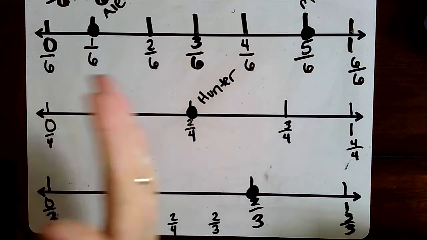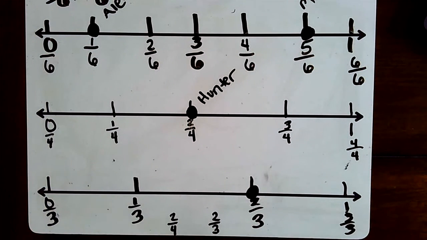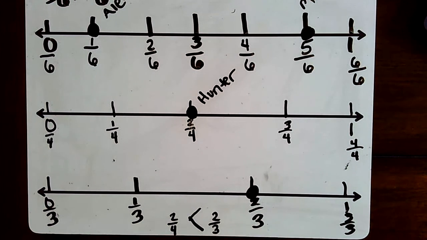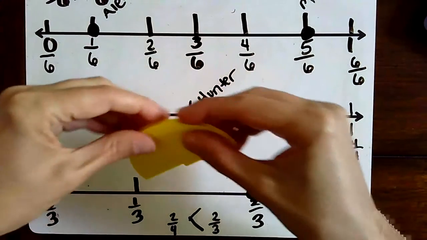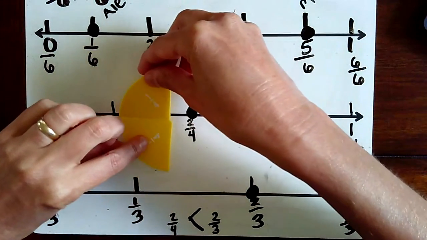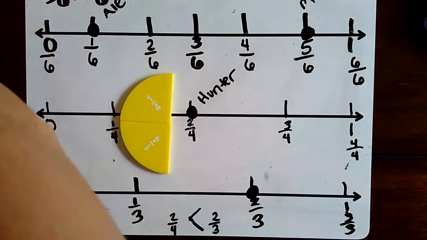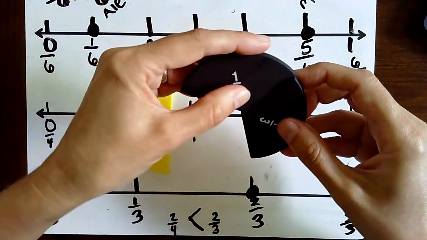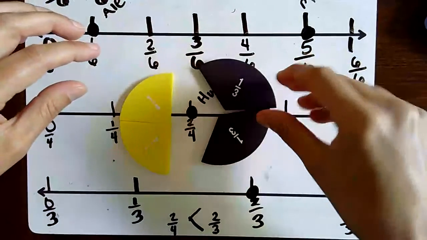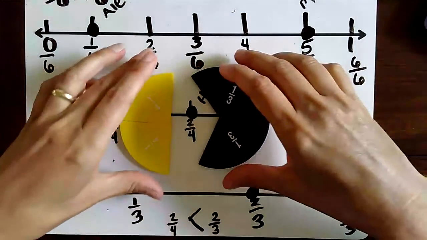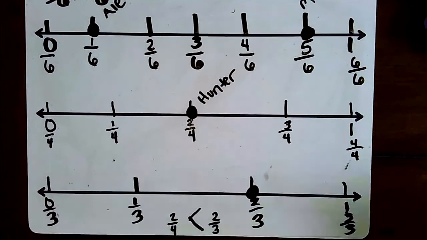And we can see they're pretty close, but 2/4 is less than 2/3. 2/3 is greater than 2/4. And I can show you that quickly using our circle fractions. Here's 2/4, and here are 2/3. So they're close, but not equal. 2/3 is greater than 2/4.